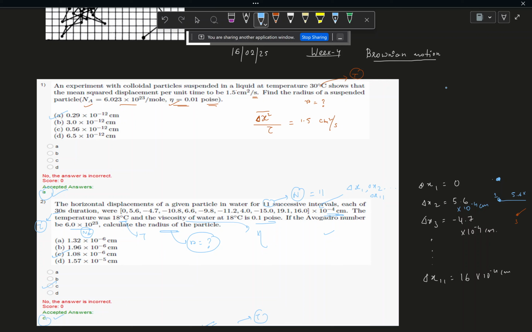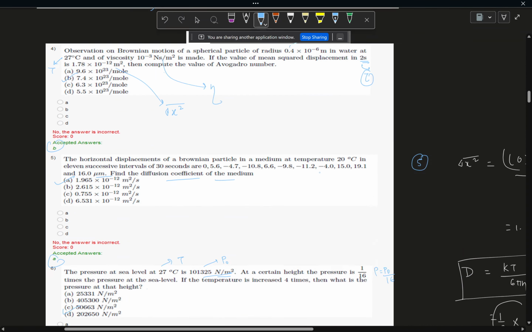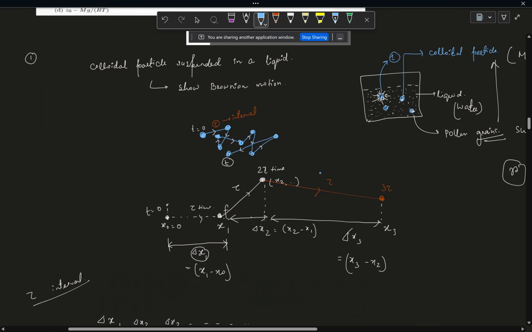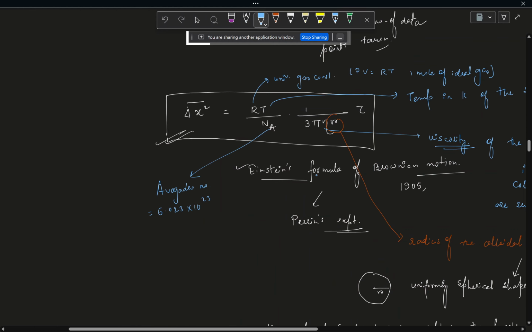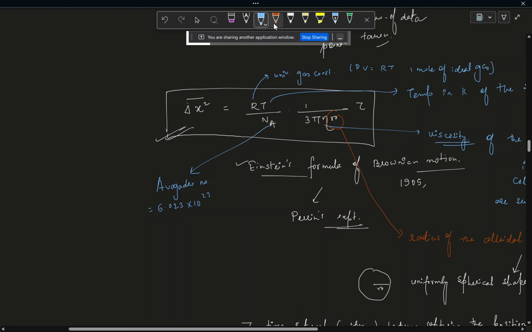You have to use the concept of rotational Brownian motion, where instead of delta x square average, the formula you have been using multiple times, the Einstein's formula, right? This formula that we have written down over here is for a linear motion along the x direction. But Brownian motion is not just a translational motion, because it is a zigzag kind of motion, it can be rotational motion also.